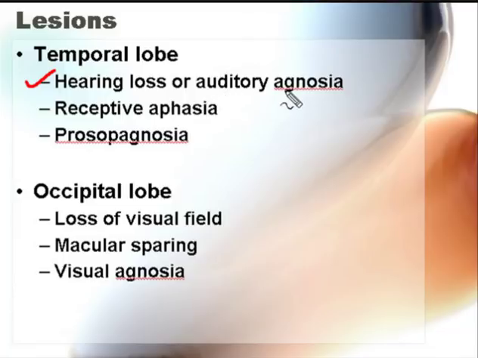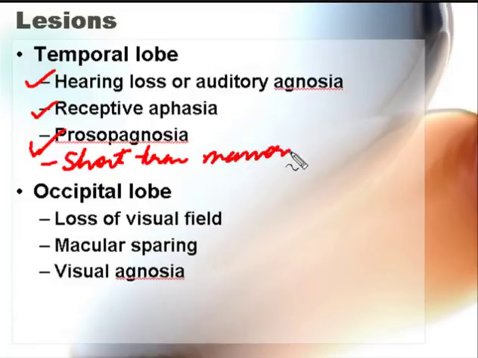Again, because Wernicke's area is gone, they also have receptive aphasia, much like in the parietal lobe. You have prosopagnosia or face blindness with temporal lobe lesions also. And also with temporal lobe lesions, you have short-term memory loss, because the short-term memory is represented in the hippocampal area. And because the temporal lobe is connected to the limbic system, these people may have an increase or decrease in sexual behavior. They may have other things which are to do with the limbic system.